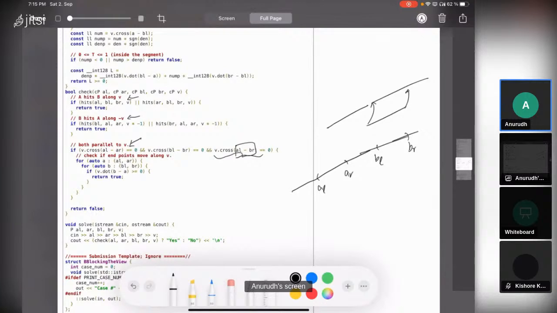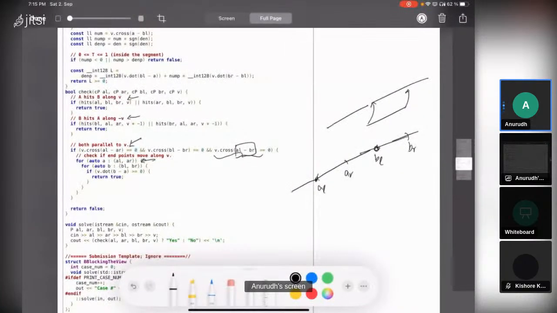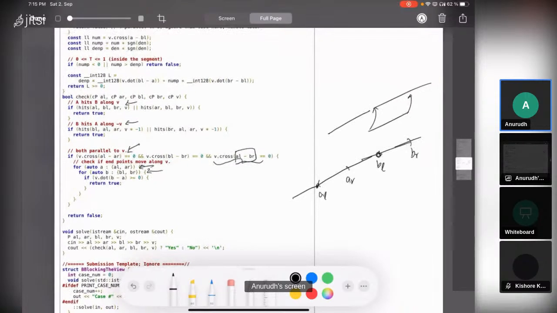Right? So now all I have to check is if I start from one of these points and end up at one of these points. I pick a point A, which is one of the endpoints, and pick a point B, which is one of the endpoints of the other segment. Then I check if the vector that goes from A to B is in the direction of V. So I just check if the dot product is positive. Okay.